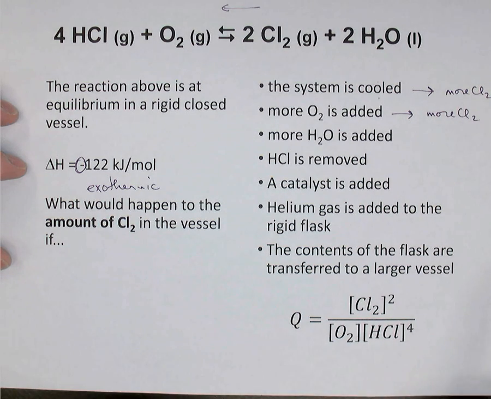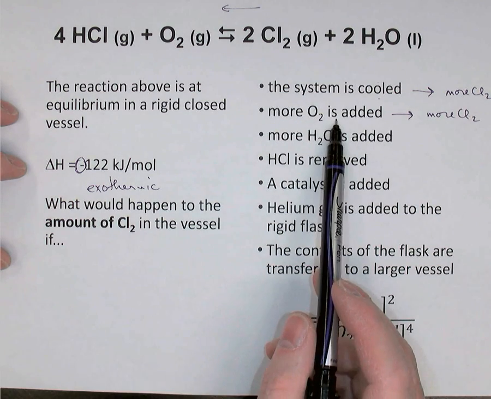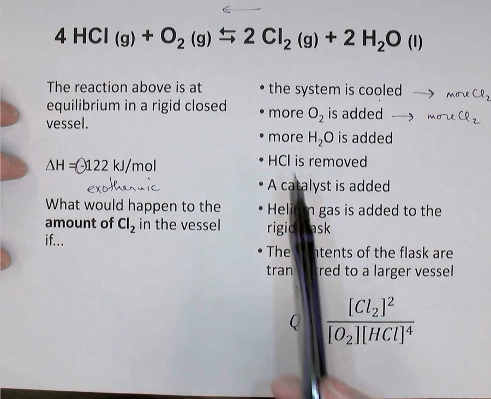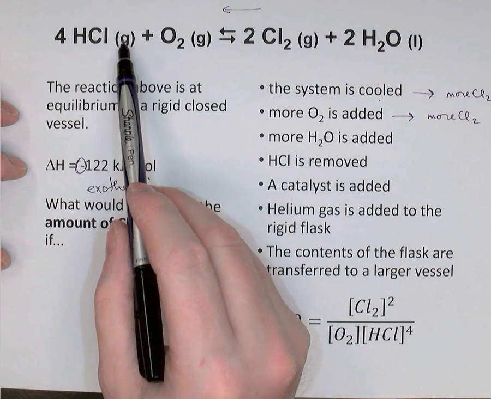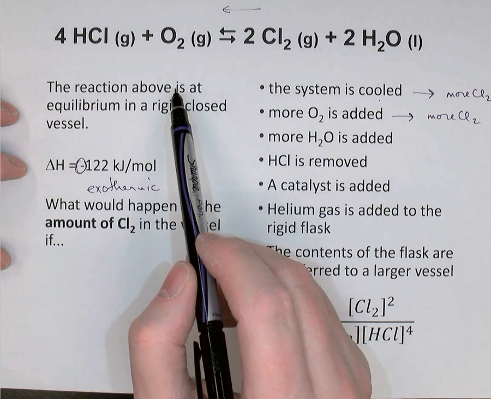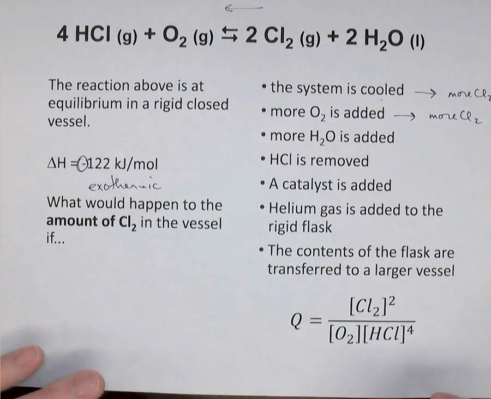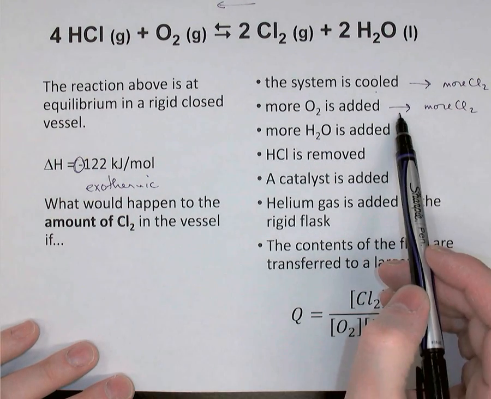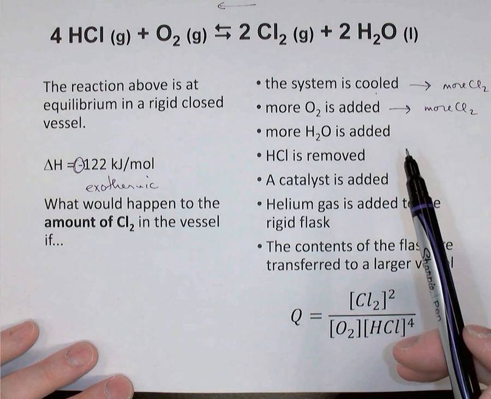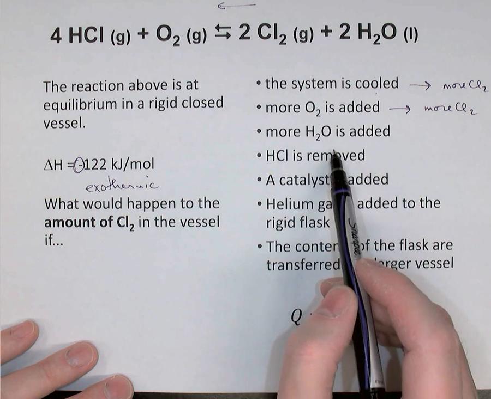From a kinetics perspective, you'd say increasing the oxygen causes its concentration to increase. That will increase the forward rate of the reaction. The forward rate is now larger than the reverse rate. Forward shift, more chlorine.